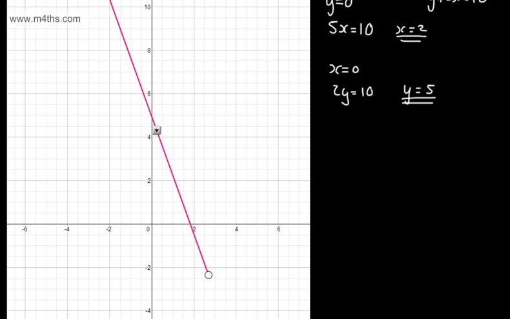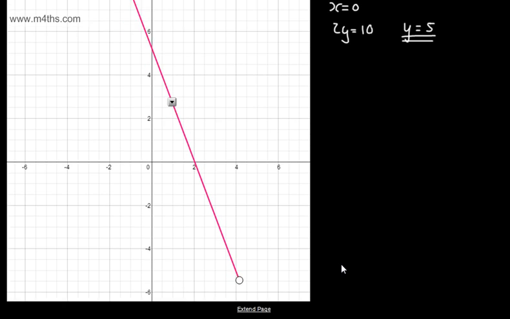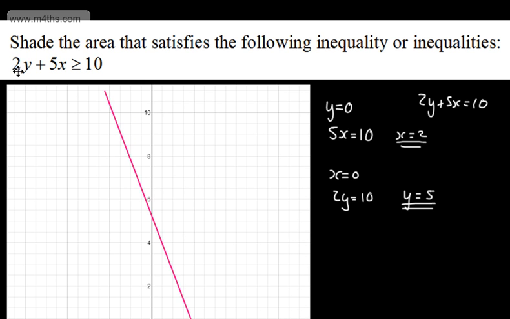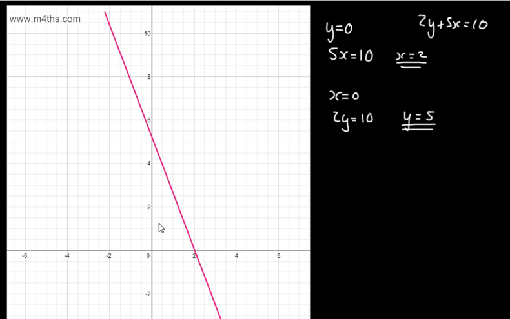Again, I like to, at this stage, test the origin. So if we test the origin, let's just bring that right way down. We're going to test the origin. Now the origin is (0, 0). Is 2 lots of 0 plus 5 lots of 0 at least 10? The answer is no. So by just choosing a point right here, I can say that this is not included, therefore I want to go above the line.